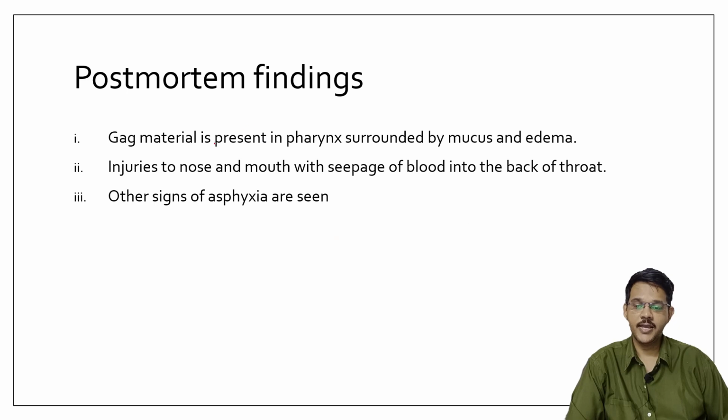Postmortem findings in gagging: the gag material which is used is present in the pharynx, surrounded by mucus, saliva, and other material. There is injury to the nose and mouth with seepage of blood into the back of the throat. Other signs of asphyxia like congestion of organs, cyanosis, and petechial hemorrhages will be seen.